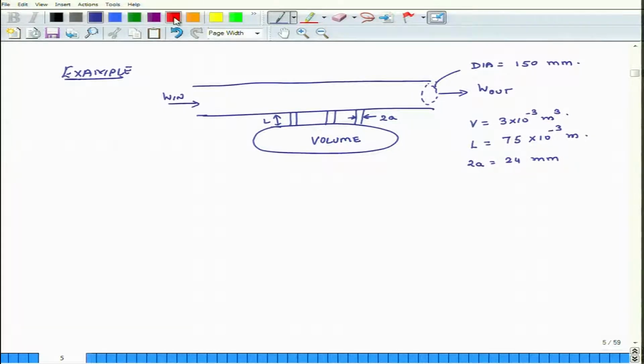Another thing we are told is that each pipe has a mesh at its entry. At the entry port I have put a mesh, and this mesh size is 100 wires per inch. This is given. So, we know that there is an acoustic resistance here.